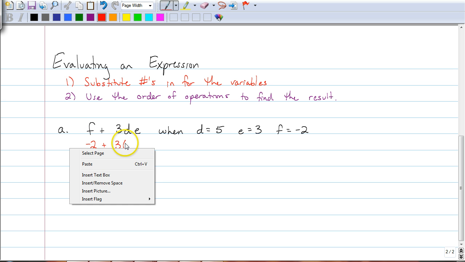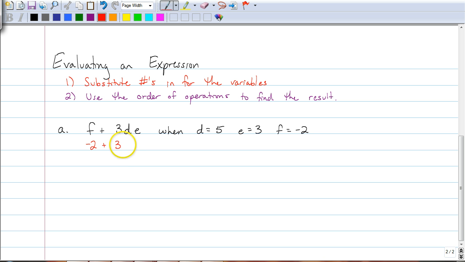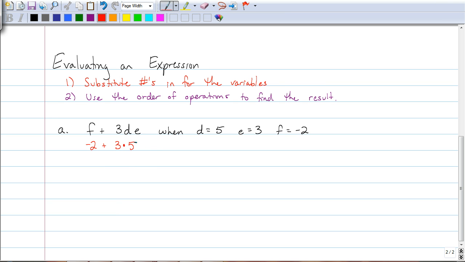D would be 5. And e would end up being 3. So now I've done my first step. I've substituted these numbers in for the variables. Now my next step is to use the order of operations to find the result. So with order of operations here, I would take 3 times 5, which is 15, and 15 times 3, which is 45, and negative 2 plus 45 gives me a value of 43. So when I evaluate this expression, my answer ends up being 43.